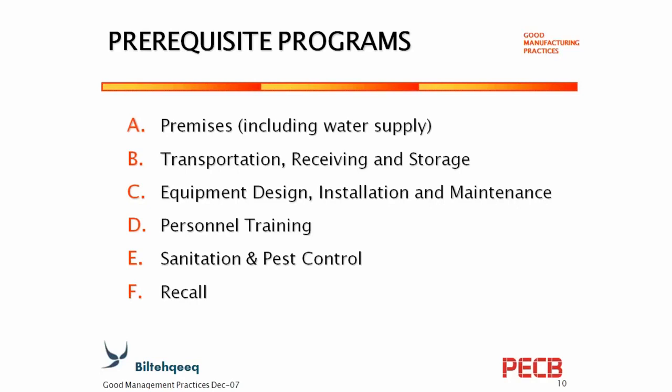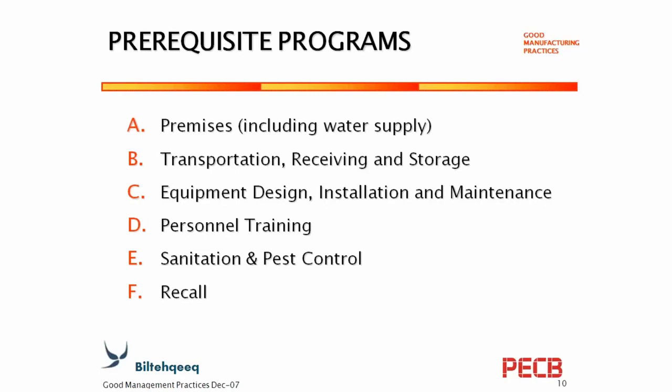The next is sanitation and pest control. Where you are processing the food, it should be very clean, and there should not be any chances of pests or rodents entering by doors or by windows or by any other opening. So you have to ensure that where you are processing the food, there is a proper rodent and pest control well implemented.